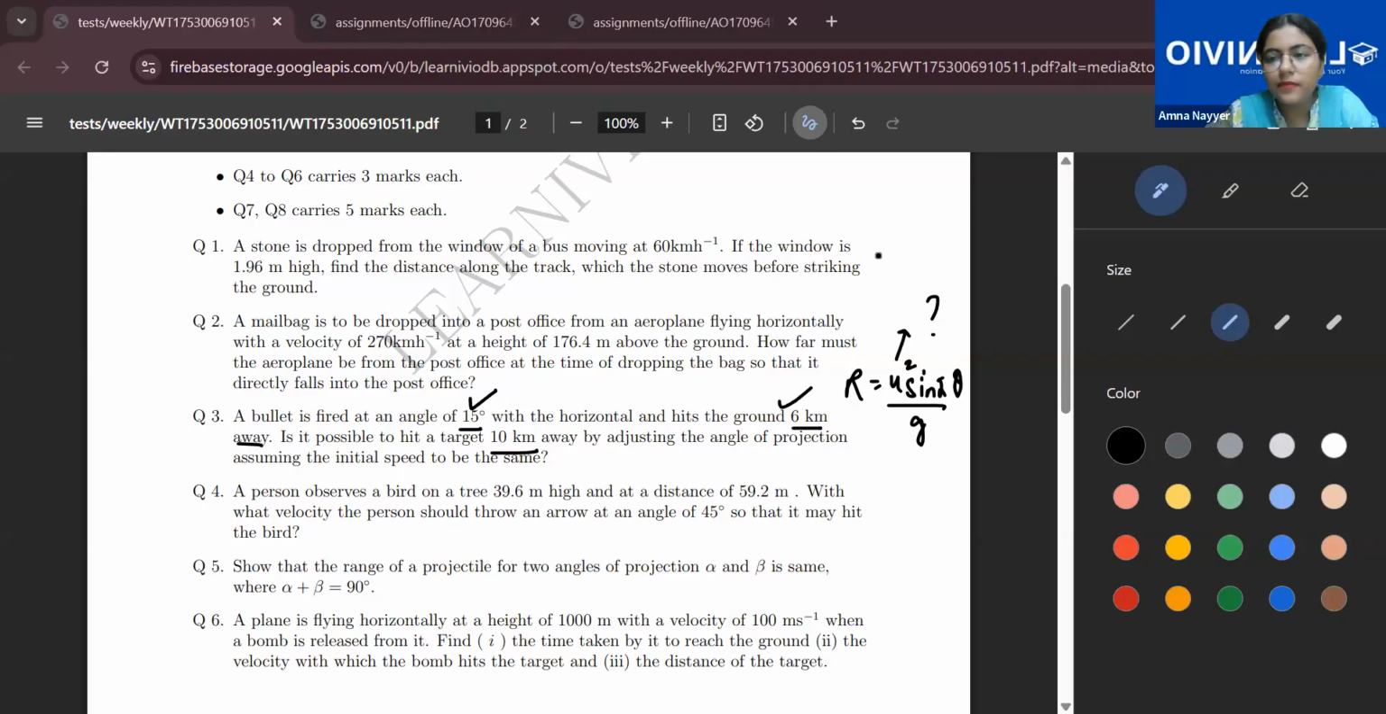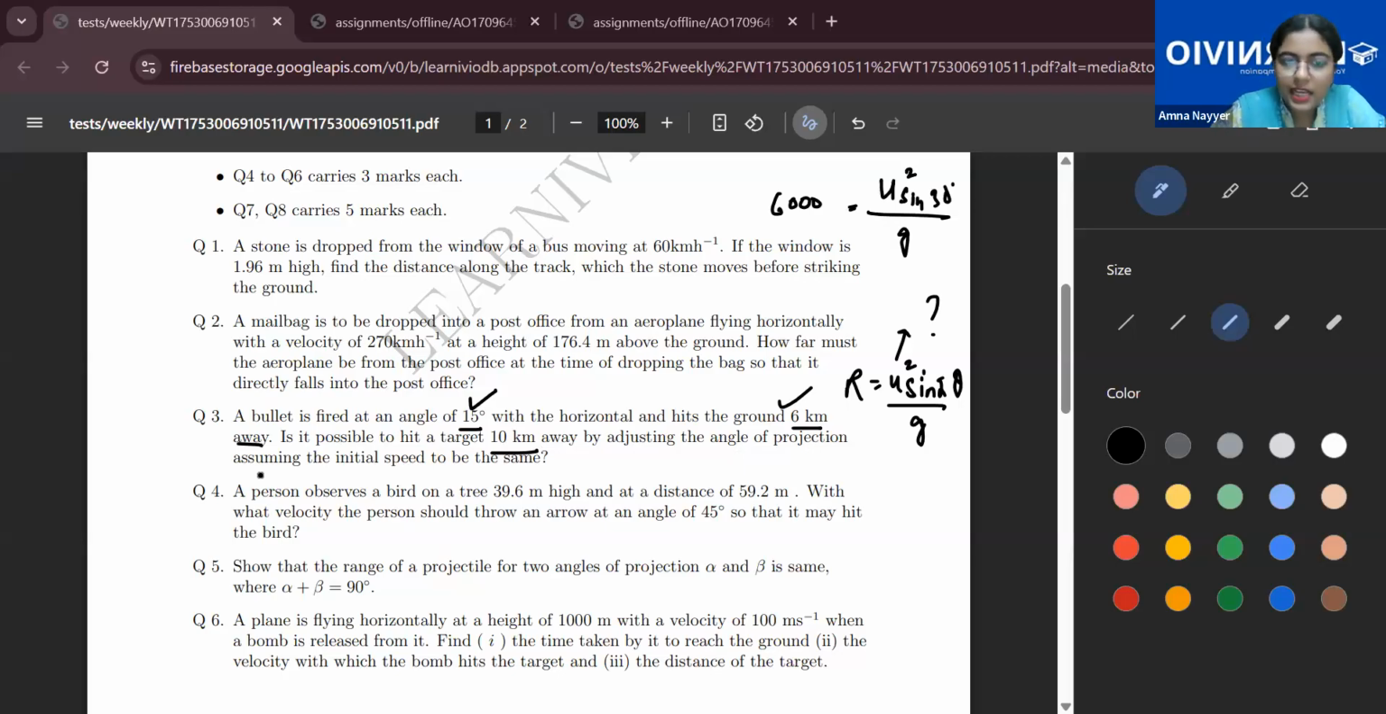I did not find u. I just substituted directly in the maximum range. Yes, u square by g equals 12, and just substitute over there. That's also correct. See, Aisha, when you solve this, u square sine 30 degrees divided by g is equal to 6,000. This is clear, Aisha? Yeah, ma'am. Okay. Then it says, is it possible to hit a target 10 kilometers away by adjusting the angle of projection, assuming the initial speed to be the same?